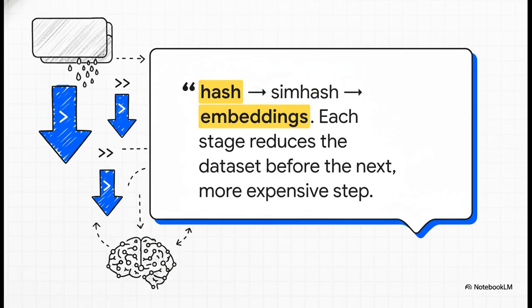By filtering out the easy duplicates first, we dramatically reduce the amount of data that ever has to see that slow, expensive embedding model. This is not just a suggestion. It's a fundamental rule for cost optimization in any large-scale AI pipeline.